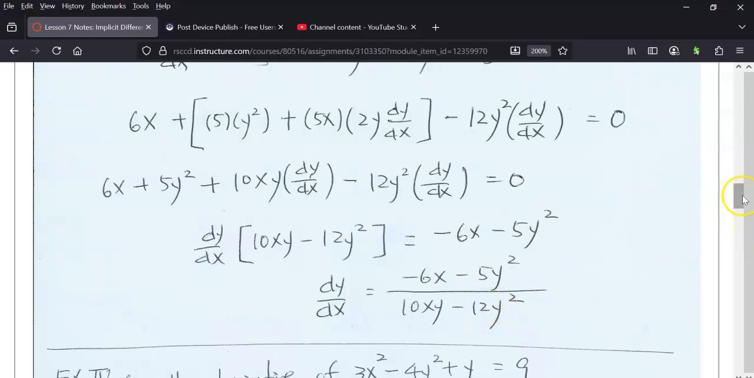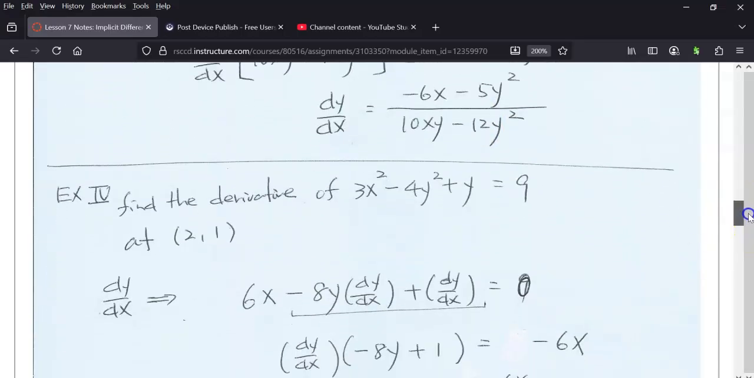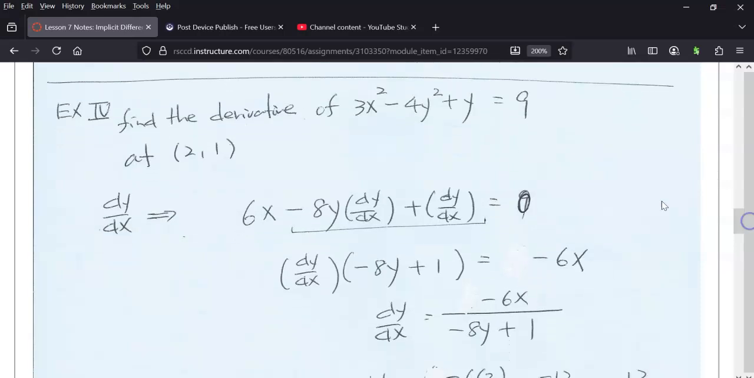Now this next question is the same question, except we want to find a derivative at a very specific point, in this case (2, 1). Right, so let's take the derivative first. The derivative of this equation, the first term is just 6x. The second part is ay, but because it's a y term, you end up with a dy/dx, plus simply y becomes dy/dx, equal to 0. Now, just like before, we're going to factor out dy/dx.